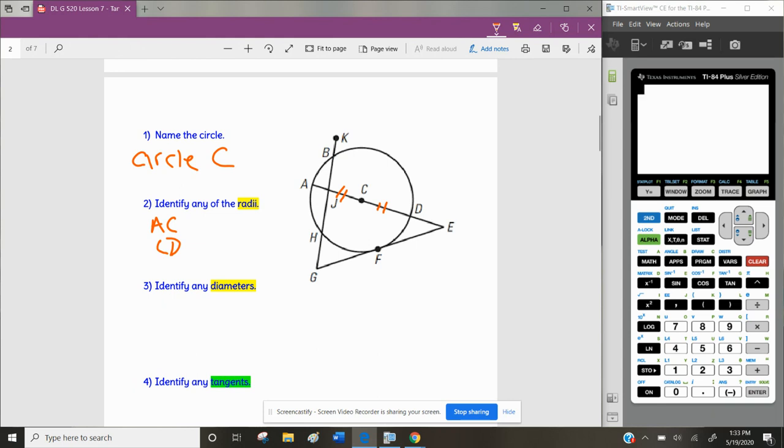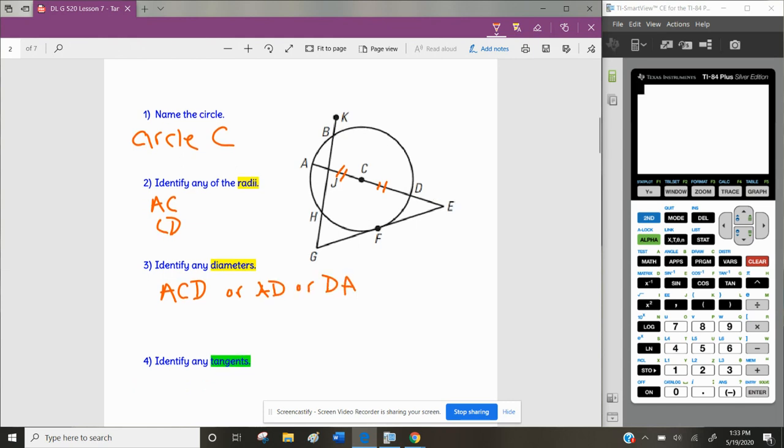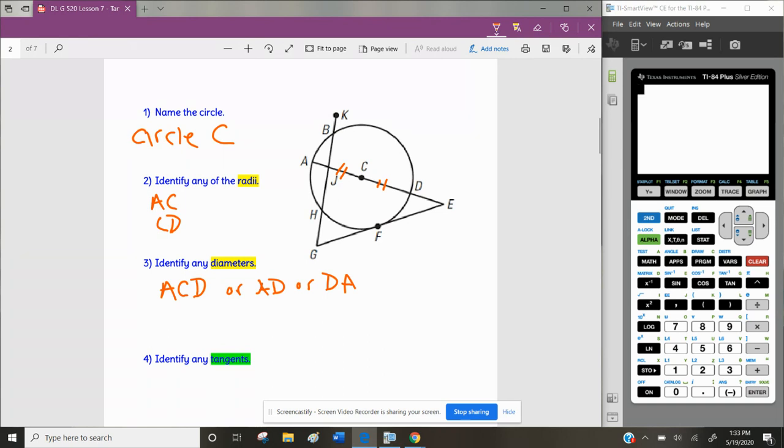Diameter is a segment that extends from one end of the circle to the other through the center. So our only diameter here is ACD, or you can call that AD, or DA. That's the only one that we have. We do have BH, another segment in the circle here, but that doesn't pass through the center. That would just be called a chord.